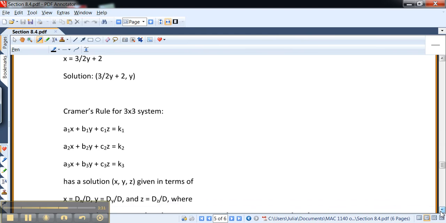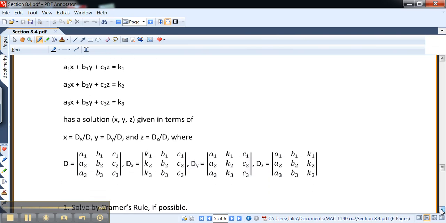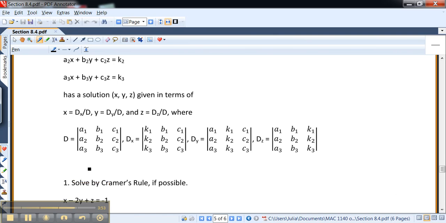Here's the idea for a 3 by 3 system. If we have a1, a2, a3 are the coefficients of x, b1, b2, b3 are coefficients of y, and the c's are for z, and the k's are the solutions. So here's the idea. x is dx over d, y is dy over d, and so on. Now A is the coefficient matrix. The same way applies. For dx, notice again, instead of the a1, a2, a3, we have the solutions column. And then we keep the order in the same way for the b's and the c's.